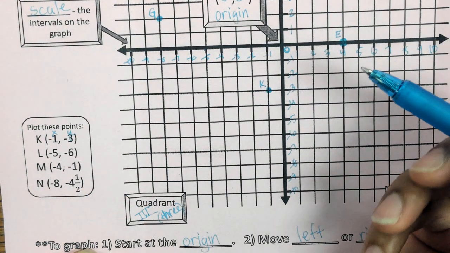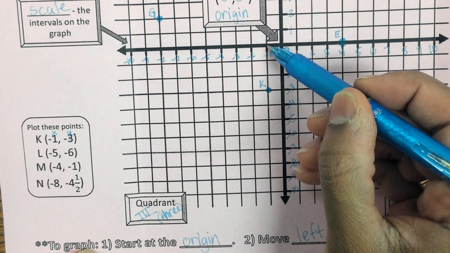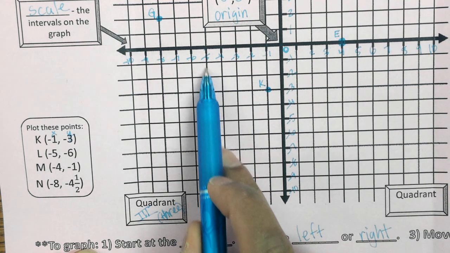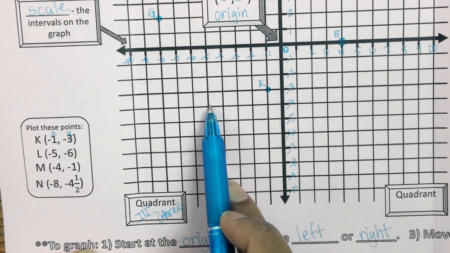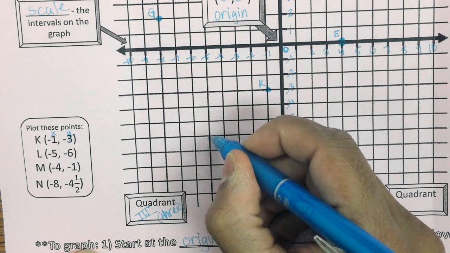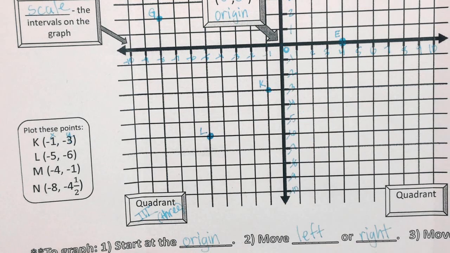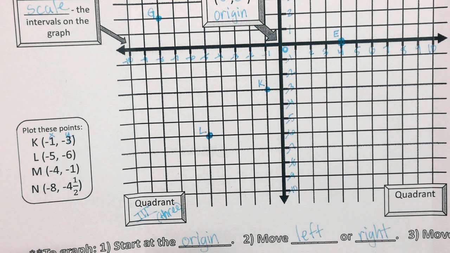For point L, we go to -5, so -1, -2, -3, -4, -5. We go down to -6, -1, -2, -3, -4, -5, -6. That's point L. It's the same routine. Only difference is now it's a different order, right? The first number is negative here versus quadrant 1 with the first number being positive. It's the same thing. Start at the origin, we move left or right, we move up or down.